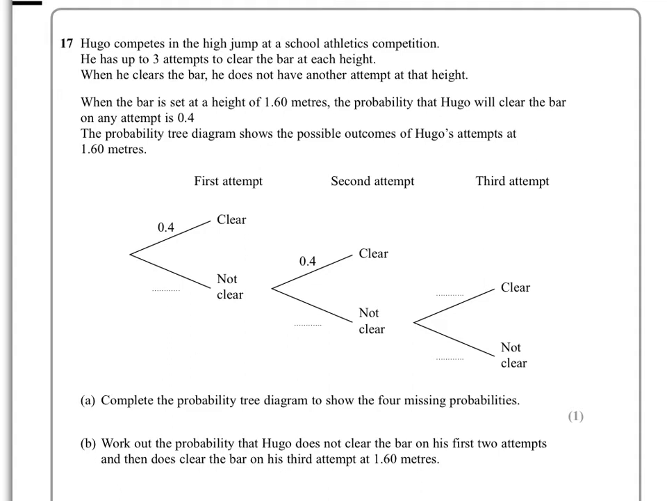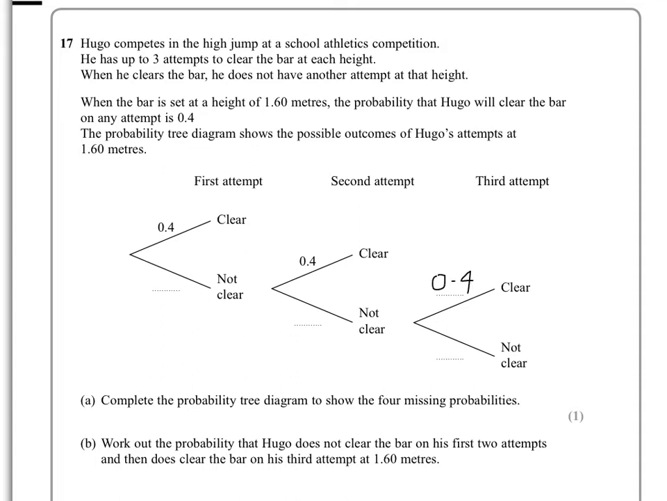When the bar is set at a height of 1.6 meters, the probability that Hugo will clear the bar is 0.4. The probability tree diagram below shows the outcome of Hugo's attempts. Now what they want us to do in part A is to complete the tree diagram with the 4 missing probabilities. So we know, which makes it quite easy, that at any stage, irrespective of which attempt it is, the probability that he clears the bar is 0.4. So therefore we know that each of these top ones is 0.4.